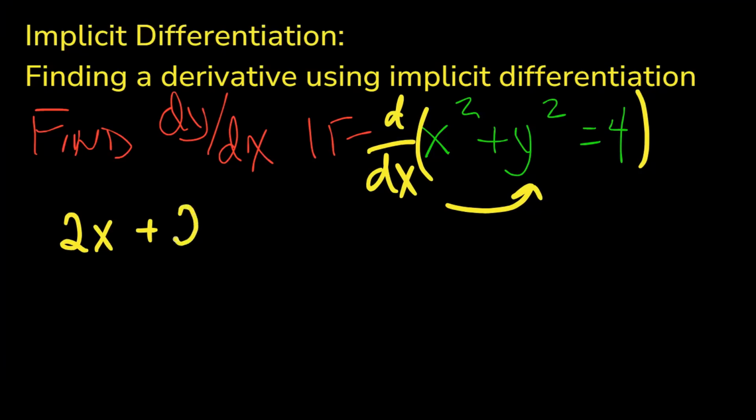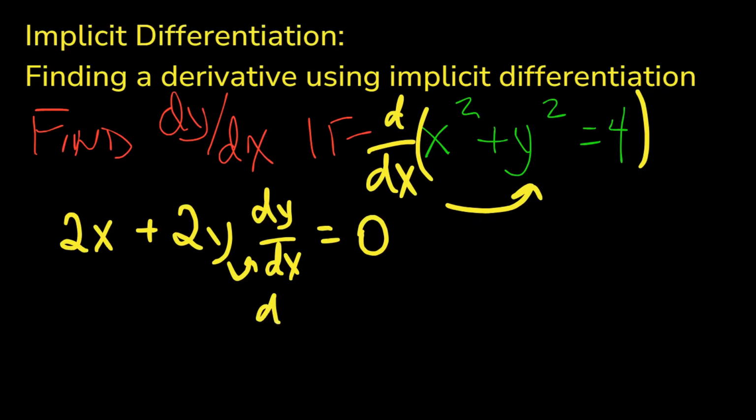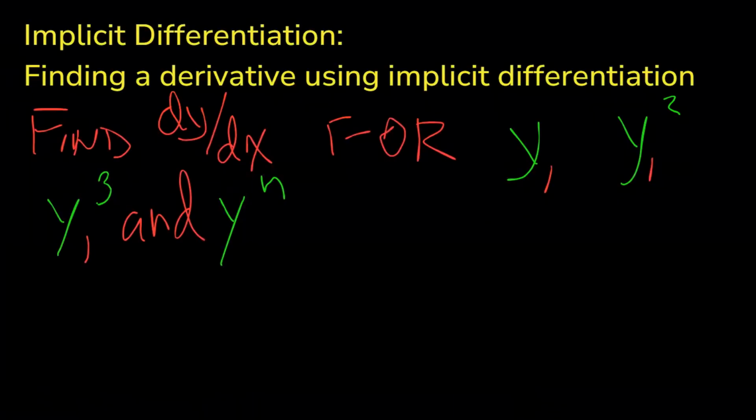And what I mean by that is it's a power function, so 2y to the first power times the derivative of the inside. Well, if we treat y as a differentiable function of x, the notation for its derivative is just dy dx. And that is going to be equal to 0 because the derivative of a constant is 0. Then we want to solve for dy dx. So you would subtract 2x, divide by 2y, cancel the 2's, and you'd have dy dx equals negative x over y. So now we have the derivative in terms of x and y. And this brings up an important situation.